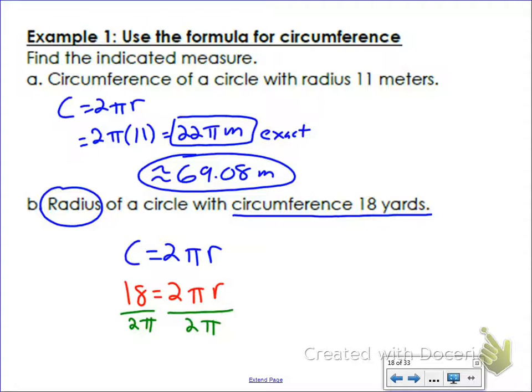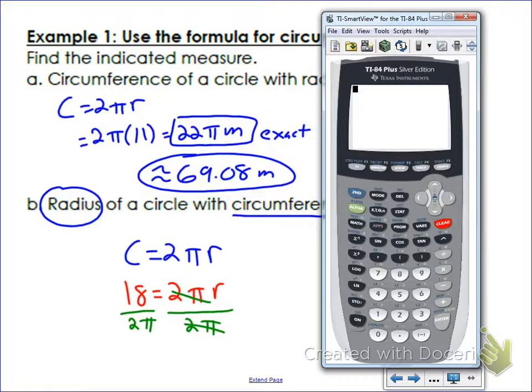Okay, the 2 pi's are going to cancel. I'm going to do 18 divided by 2 times pi. Now we want to be careful when we plug this into our calculator, because if I type it in just the way it looks right here, 18 divided by 2 pi, and I press enter, this answer, 28.274333388, is actually an incorrect answer.